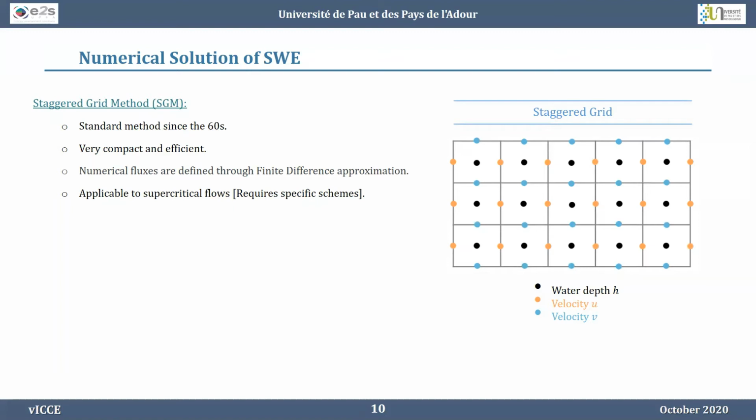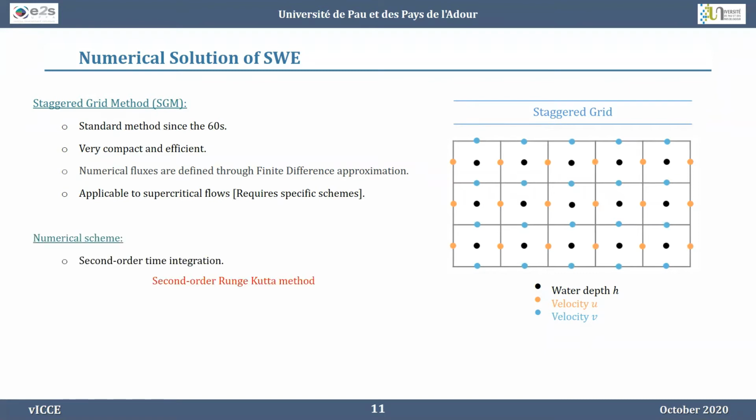In the past, this method was mainly used for subcritical flow. However, with the combination of specific finite difference schemes, the staggered grid method is now applicable to supercritical flows and flows including discontinuities.